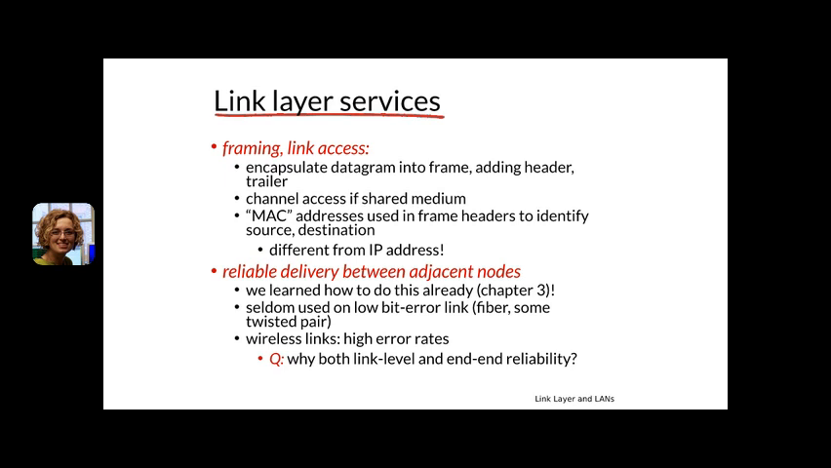We did this indeed already in the TCP protocol, layer 4. However, this is a service that is offered in the link layer as well. It's not used as often. For wireless links, the link layer tries to take care of the reliable delivery because there are higher error rates and error checking and all of these good things. So a question in the slide is why should you have both link level and end-to-end reliability? A good question to be on the quiz.